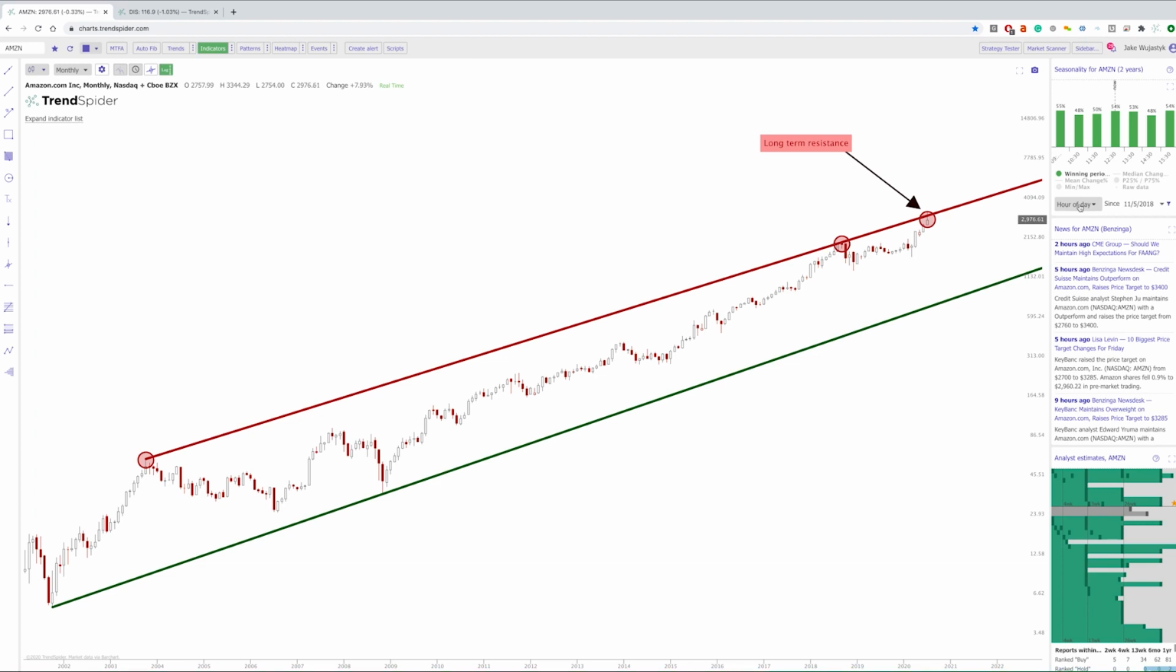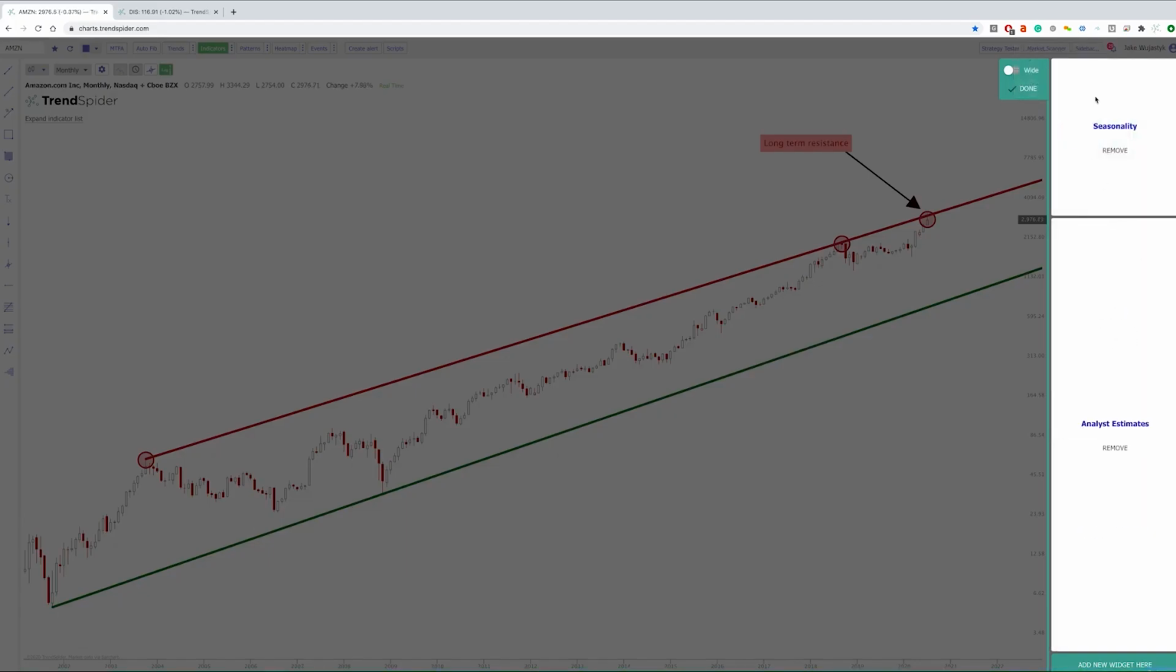And now, on top of that, we do have the news events from Benzinga, which is very powerful. Anything that comes up from Benzinga will pop up here in this sidebar. And then one of the most powerful things here is the analyst estimates. So you can see all of the different analyst estimates here. And let me go ahead and just remove this news so we can see that a little better.